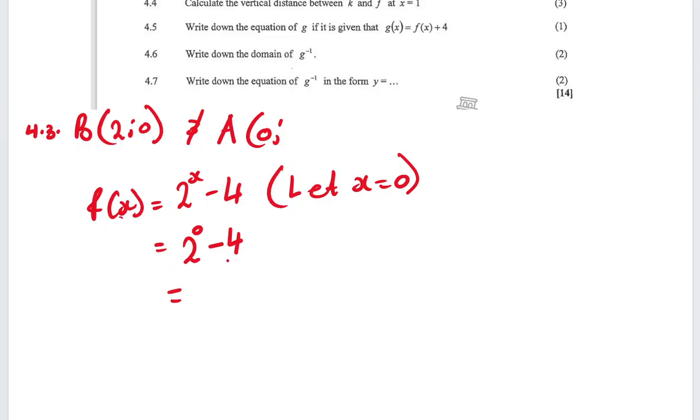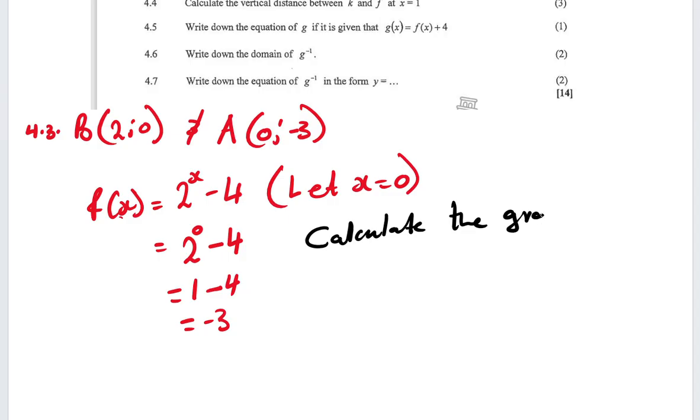Don't be a genius, because many students fail to get 2 to the power 0. They say 2 to the power 0 is equal to 0. Meanwhile, 2 to the power 0 is equal to 1. And then minus 4, here we're going to have minus 3. We'll put this negative 3 here. So now we have 2 points. Let's calculate the gradient.